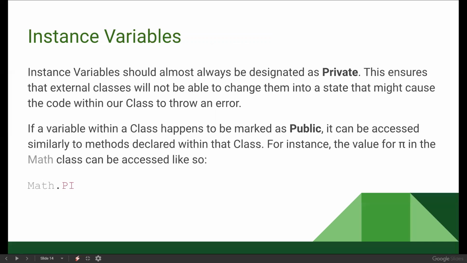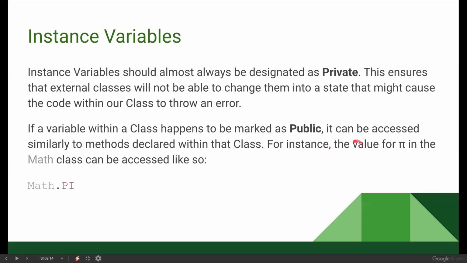Instance variables are almost always going to be designated as private. This is going to ensure that external classes won't be able to change them into a state that might cause an error in our code. So if we happen to mark an instance variable as public, we can access it very similarly to how we're accessing methods within that class.